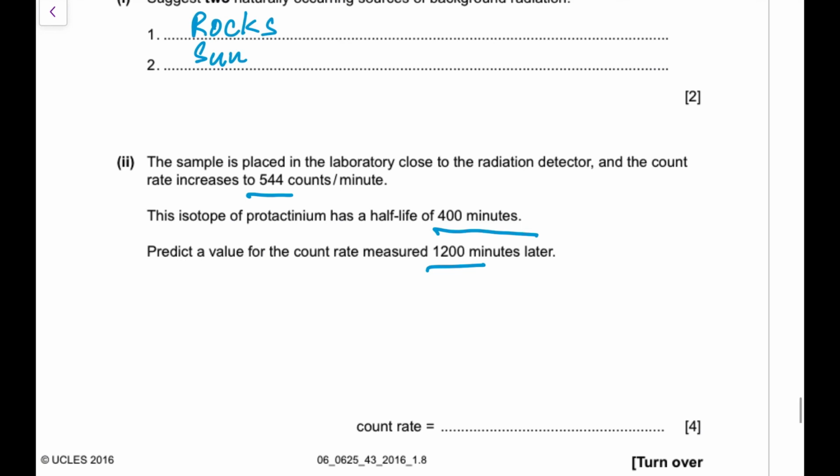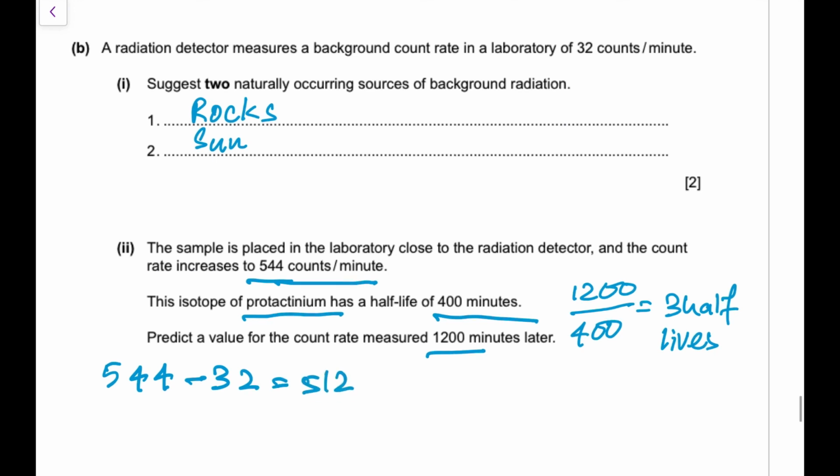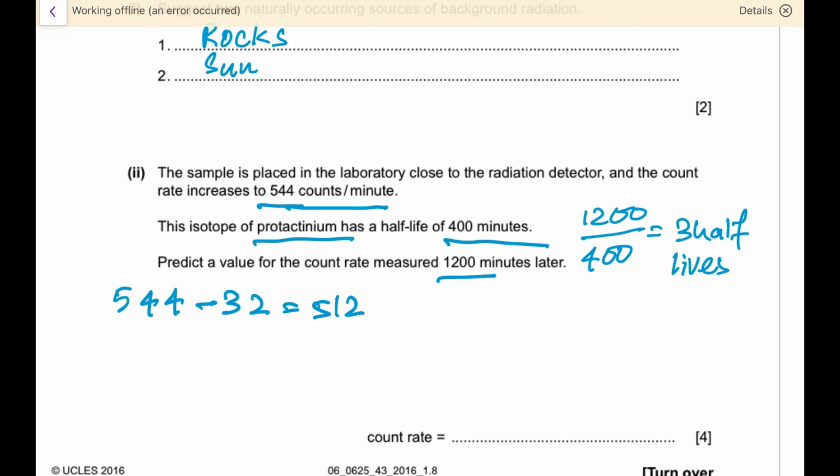So I'd like to see how many half-lives have passed in 1200 minutes. So you divide 1200 by 400, which means 3 half-lives. Now this count rate includes the background radiation as well. So to find out the count rate due to protactinium only, you'd subtract 32 from 544, and that is going to be equal to 512 counts per minute. This is the count rate due to protactinium. The count rate is how much radioactivity is detected in a certain amount of time. In our case, it's in a minute. And this depends on the number of radioactive atoms that are remaining.